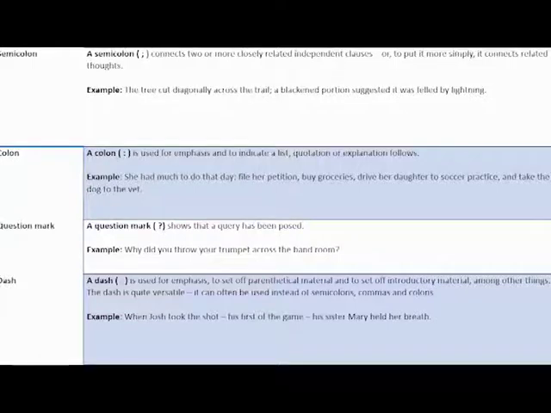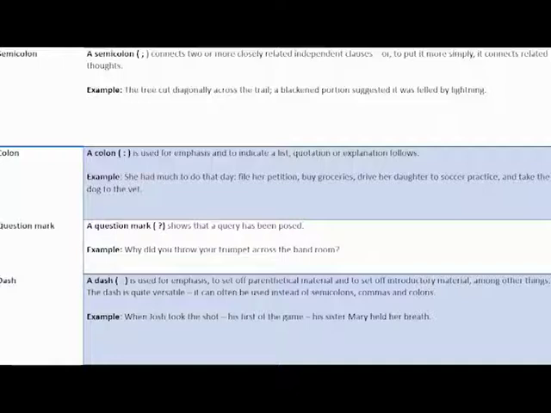And then we have a colon, which is used for emphasis and to indicate a list, quotation, or that an explanation will follow. For instance, she had much to do that day: file a petition, buy groceries, drive a daughter to soccer practice, and take the dog to the vet.